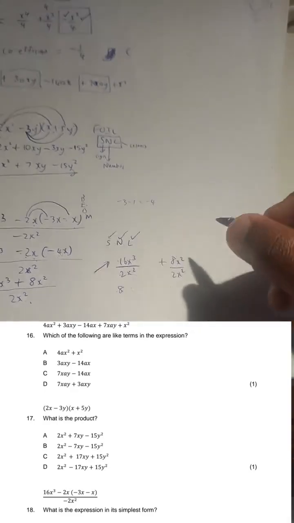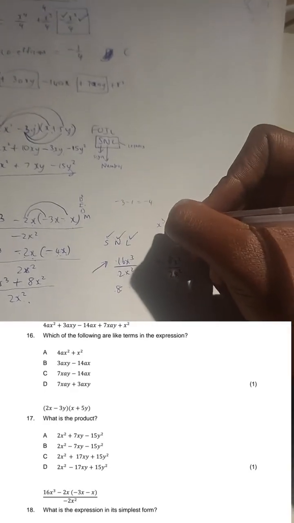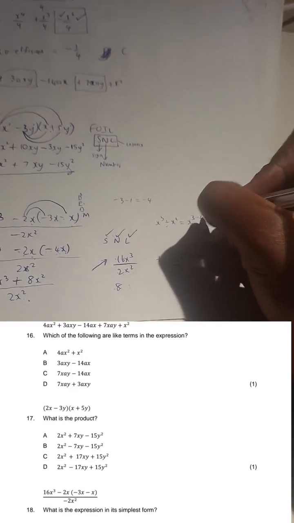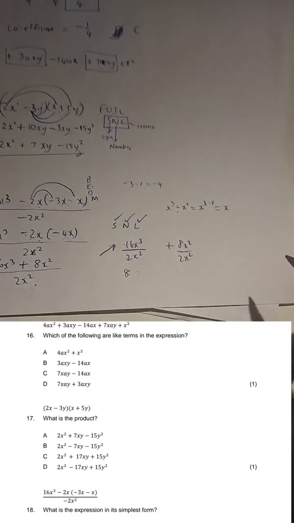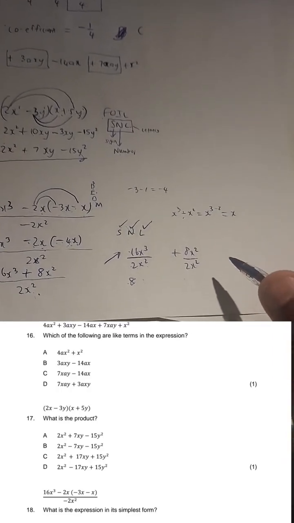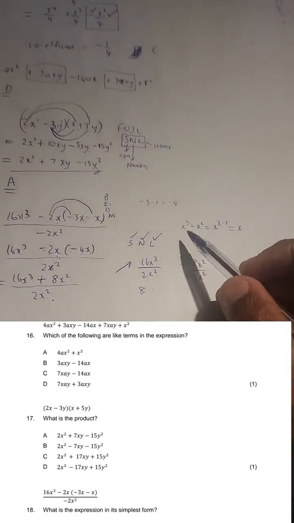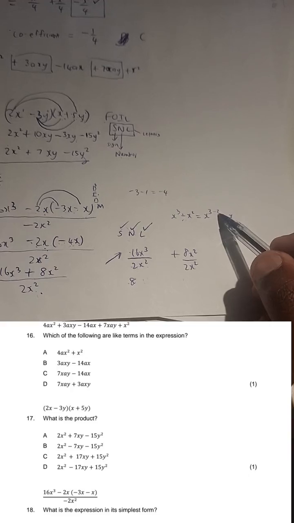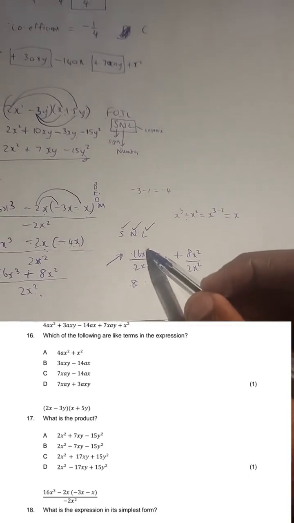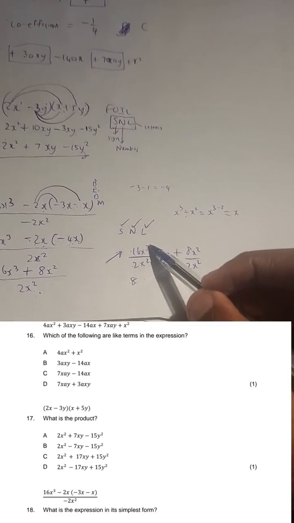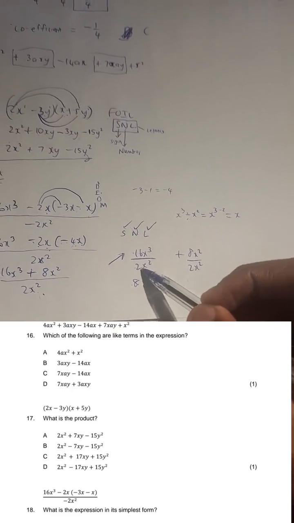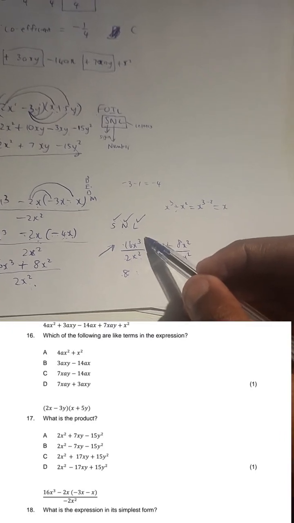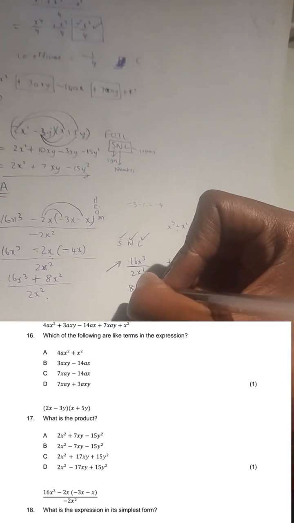Then the letters. X to the power 3 divided by x to the power 2 is the same thing as x to the power 3 minus 2, which is x to the power 1. The bases are the same. You are dividing. What do you do to the exponents? We subtract. Or you can say there are 3 x's here, there are 2 x's there, so the 2 x's will cancel. You'll be left with 1x at the top. So that's why the answer is 8x.